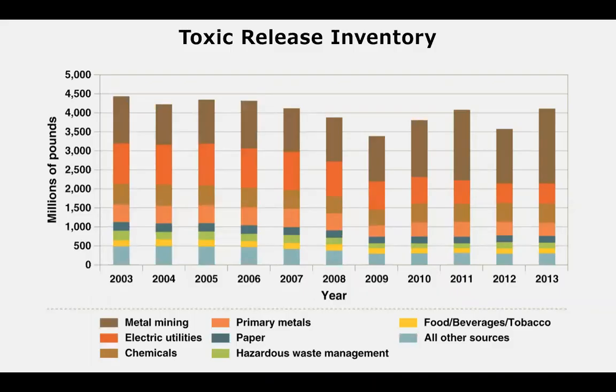There's also a small amount of waste which is considered to be hazardous or toxic, and that waste must be managed in very particular ways in order to protect the public health. This graph here shows the toxic release inventory in the United States, just showing that the amount of toxic wastes released in the United States has not really changed so much throughout this decade seen here from 2003 to 2013. And the sources of those toxic releases are coming from the metal mining industry, electric utilities, chemical industries, and other sectors, as you can see here.